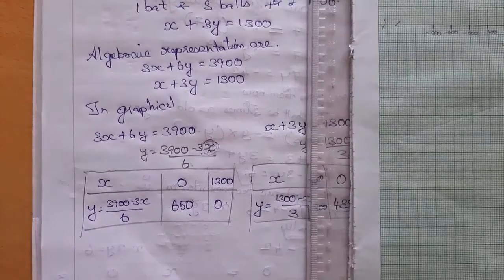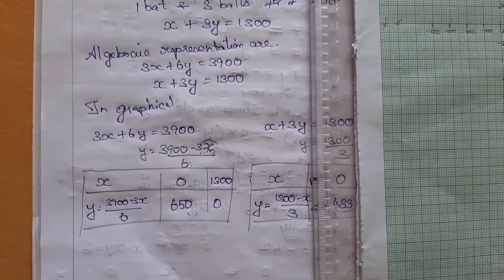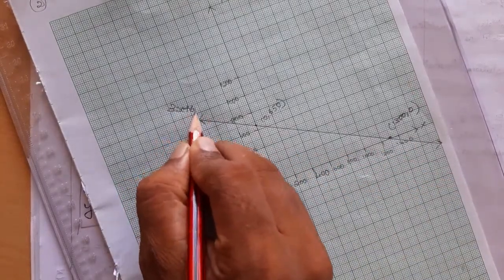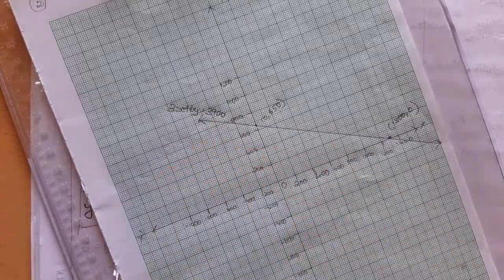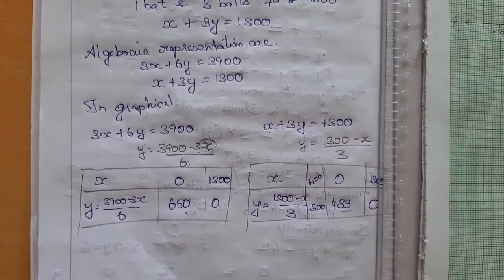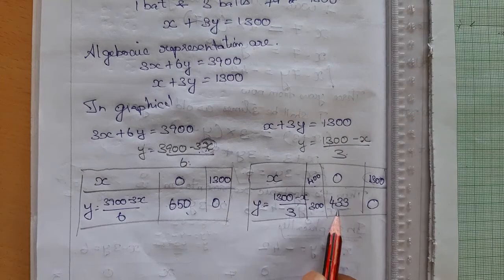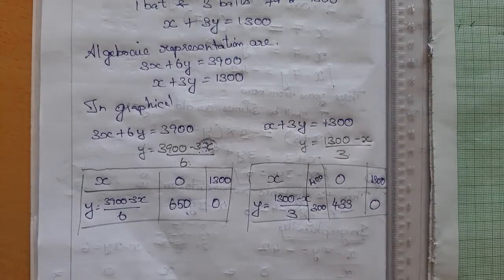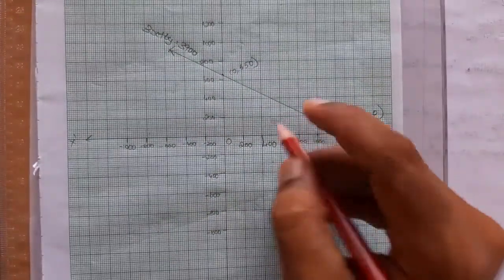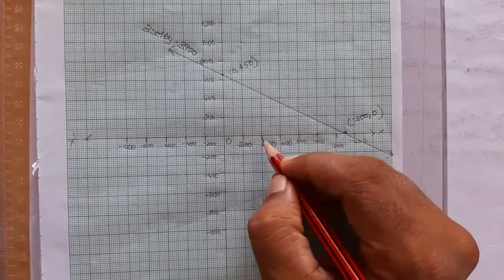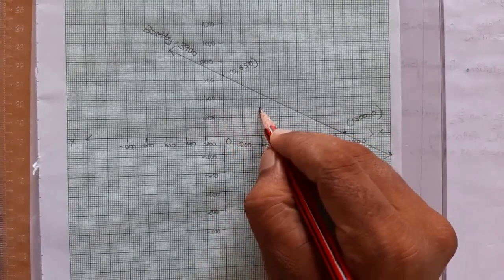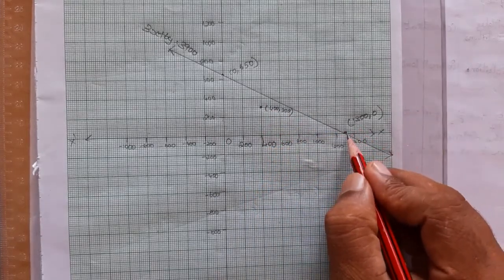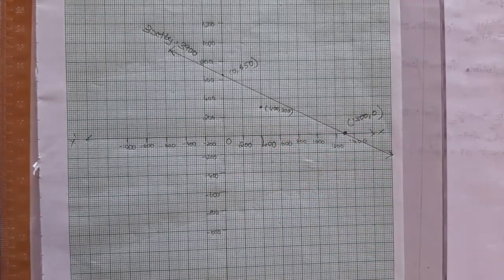Write the equation of the line there. The equation is 3x plus 6y is equal to 3900. So I write the equation name here. And for the second line, 0 comma 433 is difficult to plot in the graph. So let me choose these 2 points, 400 comma 300 and 1300 comma 0. 400 comma 300: so 400 and 200, 300. This point is 400 comma 300, and the 1300 comma 0 we already have as a point. Just join these 2 points.